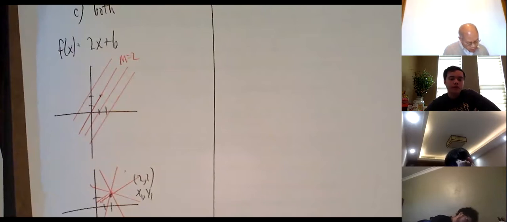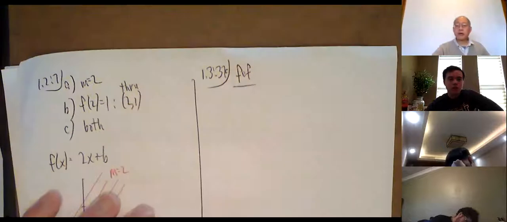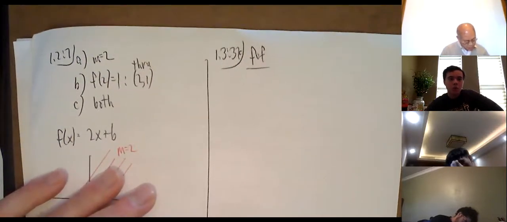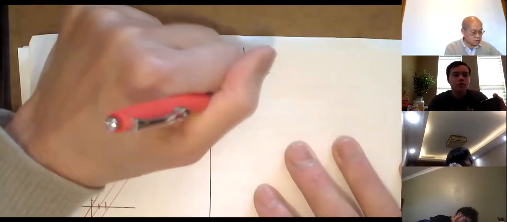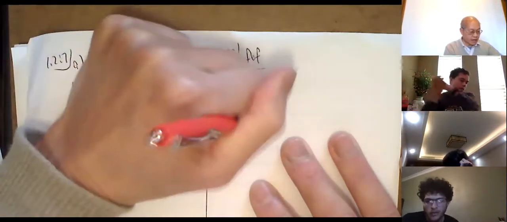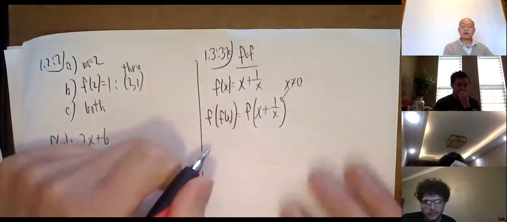37C is f circle f. Okay, and I might have to stop with that one, but we'll see. What is f again? x plus 1 over x. Okay, so f of x is f of x plus 1 over x. So guaranteed x cannot be 0.